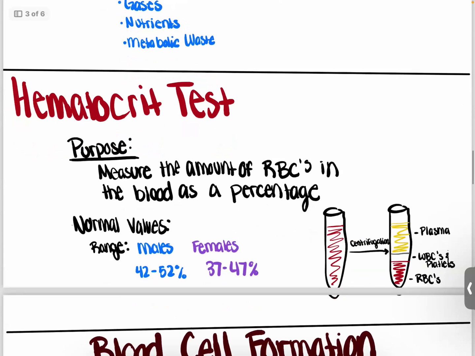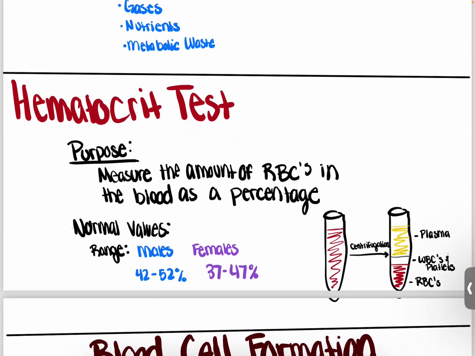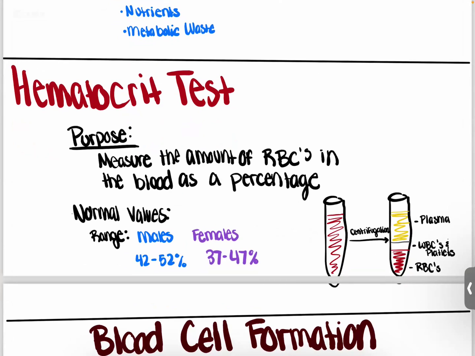And over to the right, you can see the process by which the hematocrit test is performed. It is through this centrifugation process, which spins and separates the blood based on mass and density. So it'll separate it into the plasma on top, which is the least dense. And then that middle white portion that you'll see there would be the white blood cells and the platelets. And then that last bottom portion, the most dense, is the red blood cells. And through this process, we can calculate and observe the percentage of red blood cells in the blood.